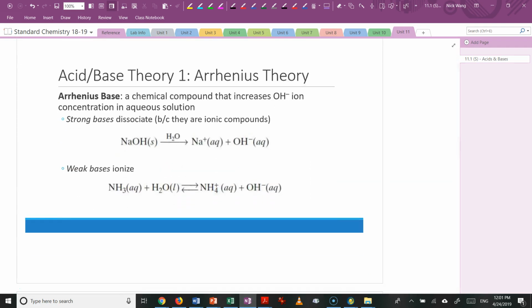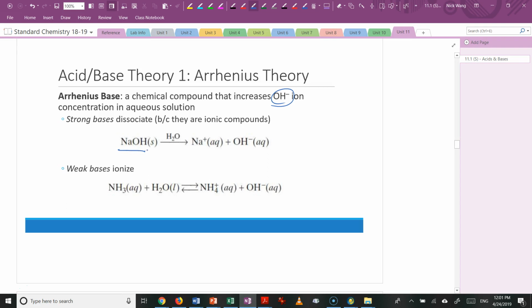On the other hand, you have Arrhenius bases. An Arrhenius base is a chemical compound that increases OH- ion. This one is the counterpart to H+. This is the OH- ion. So strong bases are going to completely dissociate. NaOH right here, you dissolve that in some water, you separate it into Na+ and OH- ions.